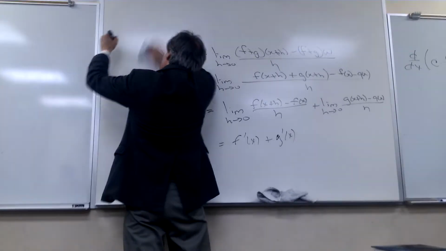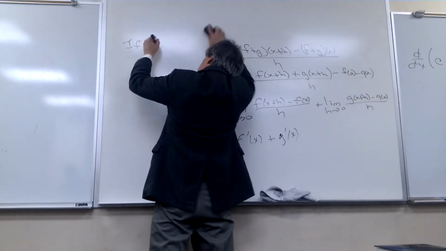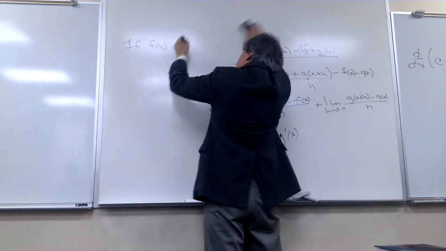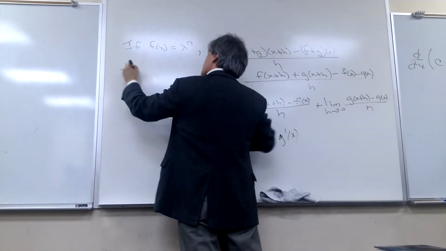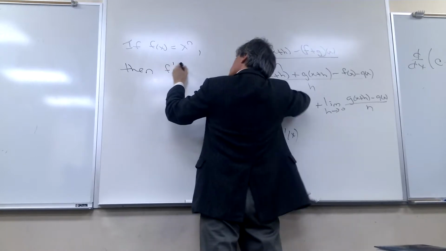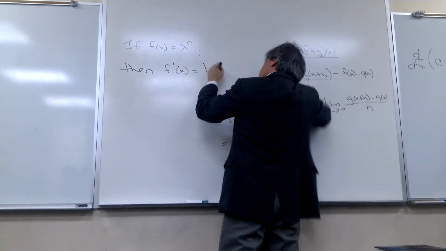So what about this? f of x is equal to x to the n power, n is some natural number. Let's see how we can find the first derivative function. Because that would be nothing more than this, right?